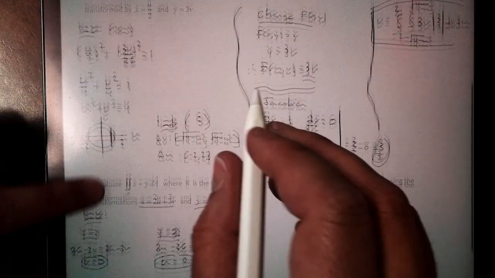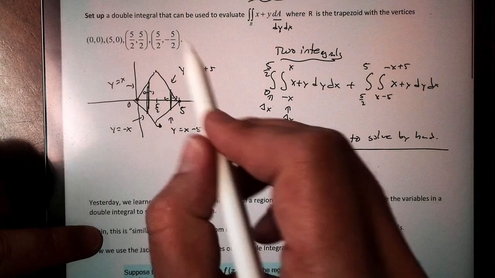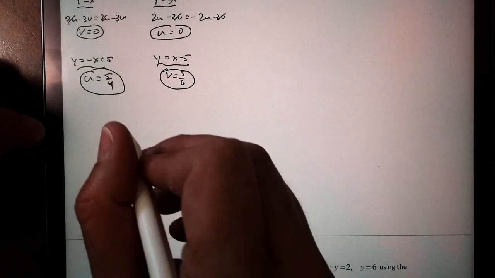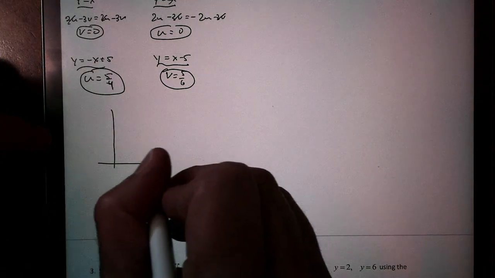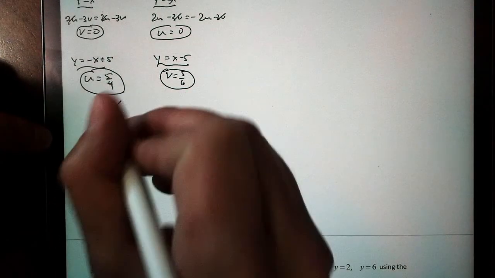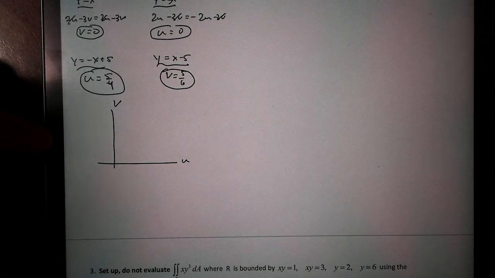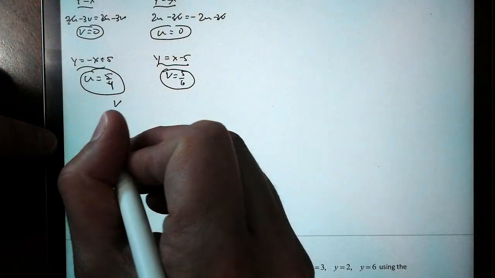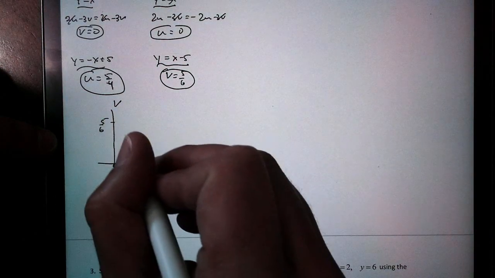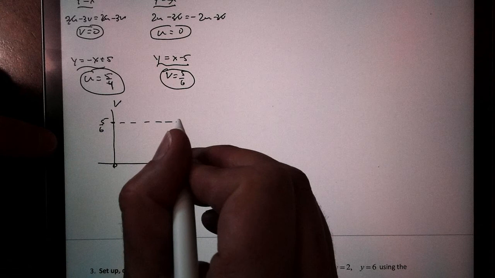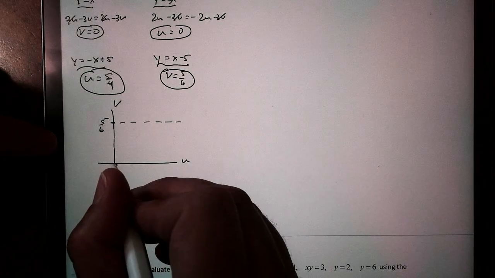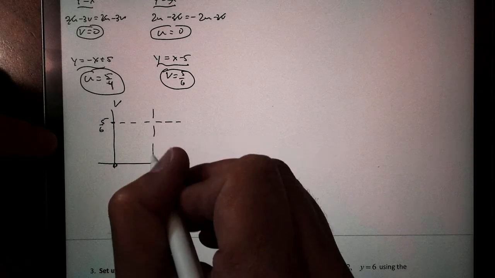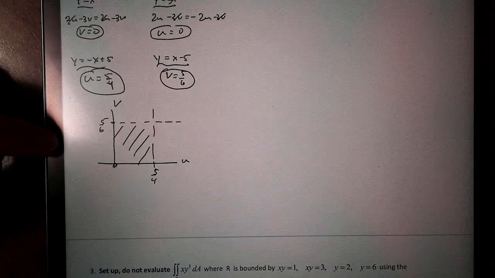So my new base, remember my old base was this parallelogram. Let's take a look at our new base down here. If I were to graph this, there's u, there's v. So v goes from 0 to 5 over 6, and then u goes from 0 to 5 over 4. So there's my new region.